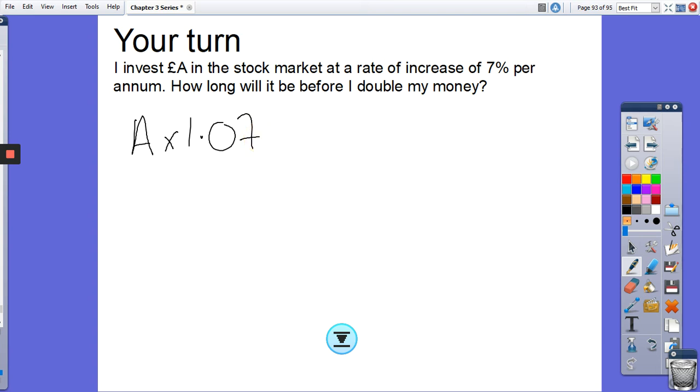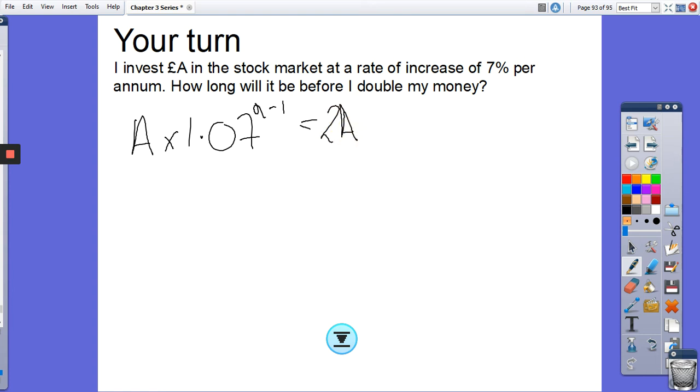After 2 years, you'd times it by 1.07 to the power of 2, to the power of 3, to the power of 4. So you've got another geometric that is going to be going here. So just be careful with this again, because it's always going to be A times 1.07 to the power of n minus 1. When is that going to be 2a?